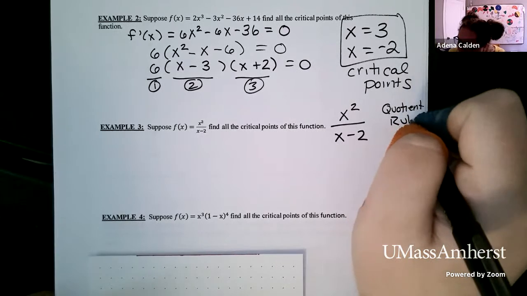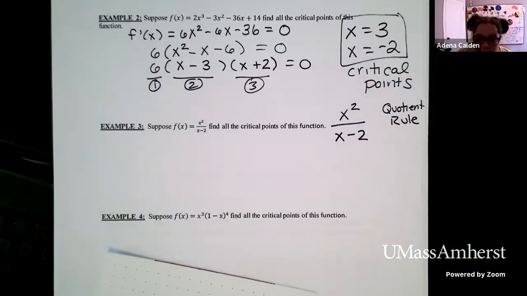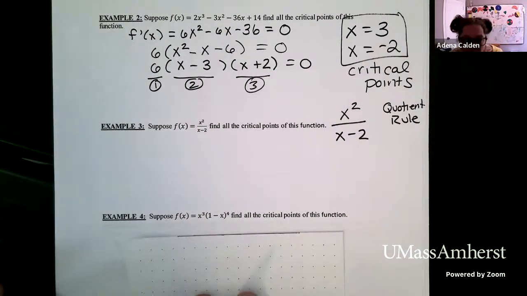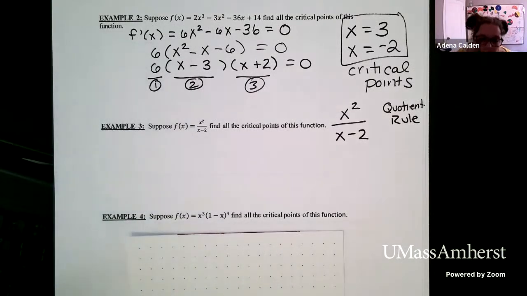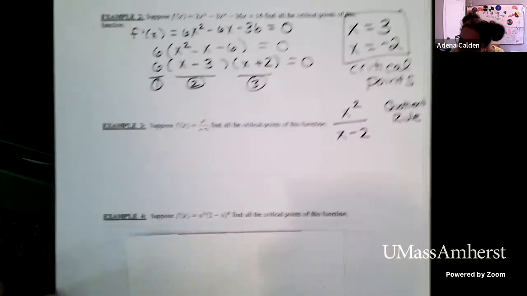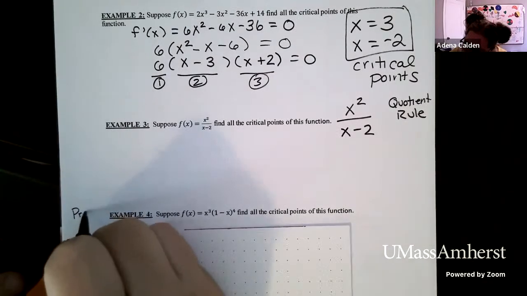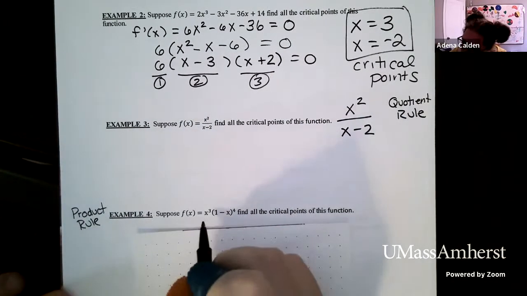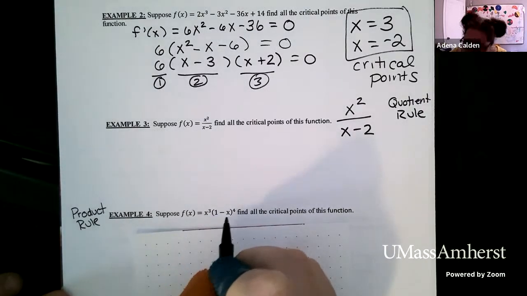And when we do the quotient rule, we do have to also consider where the first derivative is undefined. So we're considering what's happening with the denominator. For example 4, we have x cubed times 1 minus x to the 4th. For this one, we're going to be using a product rule first, because we have the x cubed and the 1 minus x to the 4th.